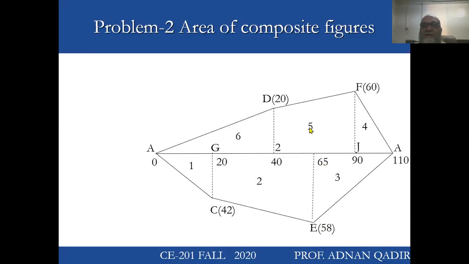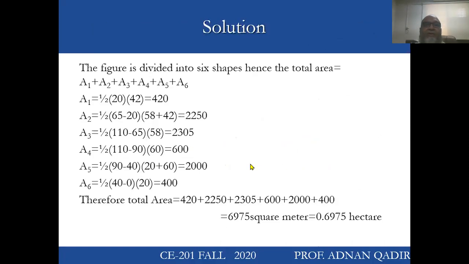50 is the base, 60 plus 20 divided by 2 is the height, so I will know the area of this. And similarly, the distance between this point and A and this point is 40, and then the height is 20. So 20 into 40 divided by 2. So this is how I've calculated the area of this figure.